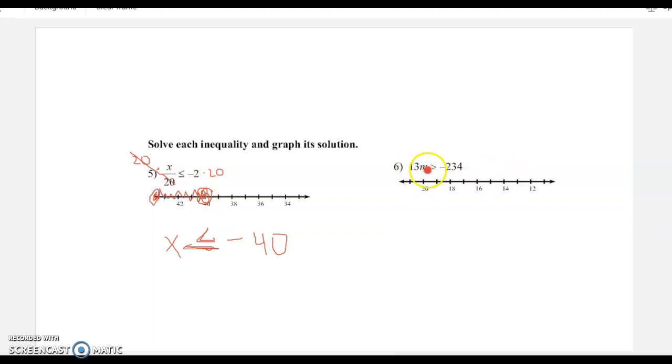Number 6, 13 times m is greater than negative 234. So the opposite of multiplying by 13 would be to divide both sides by 13. We divided by a positive 13, so we're not flipping our inequality. So m would be greater than negative 234 divided by 13 is negative 18. So then to graph, I would go to negative 18 on the number line. I would not fill it in because it is not equal to. And then m is greater than, so the numbers greater than would be to the right. Always shade the arrow also to show that it's going all the way up to positive infinity.